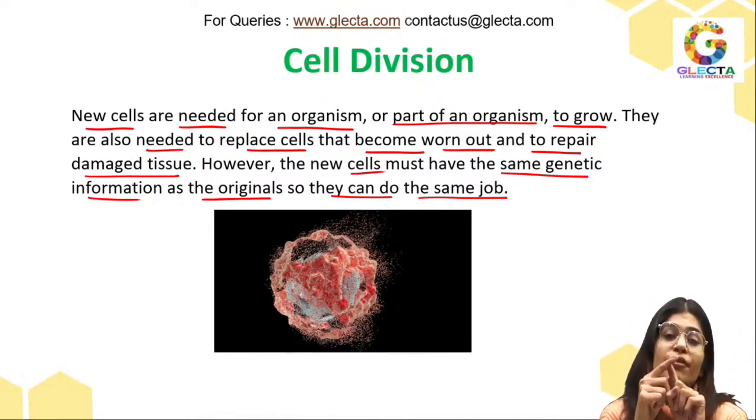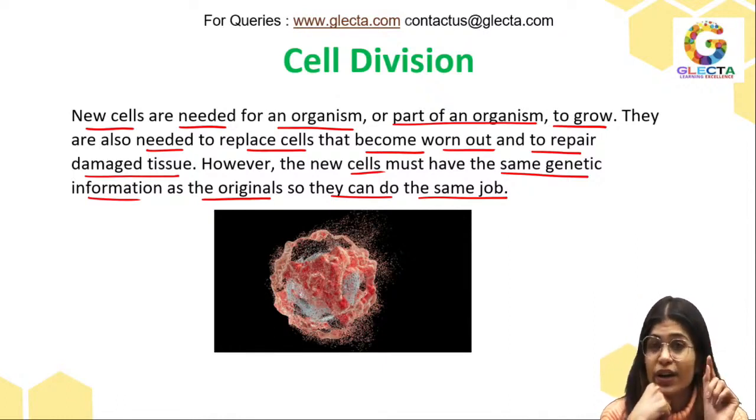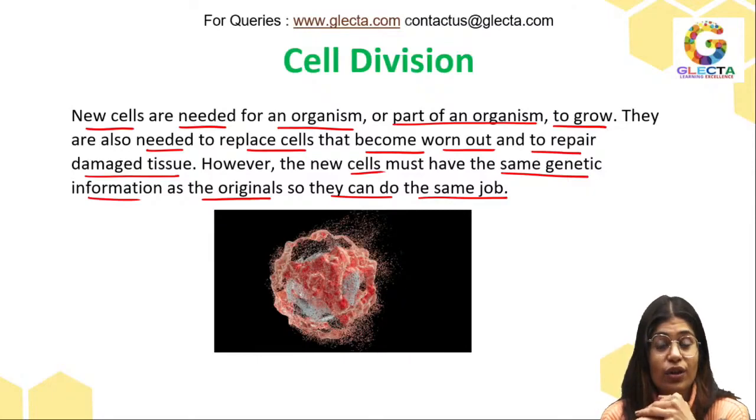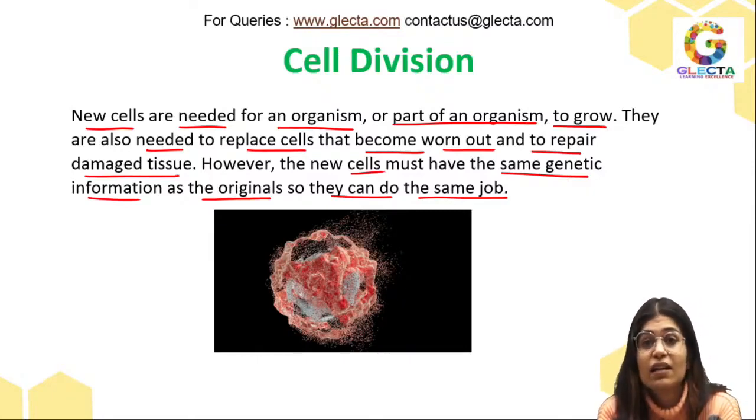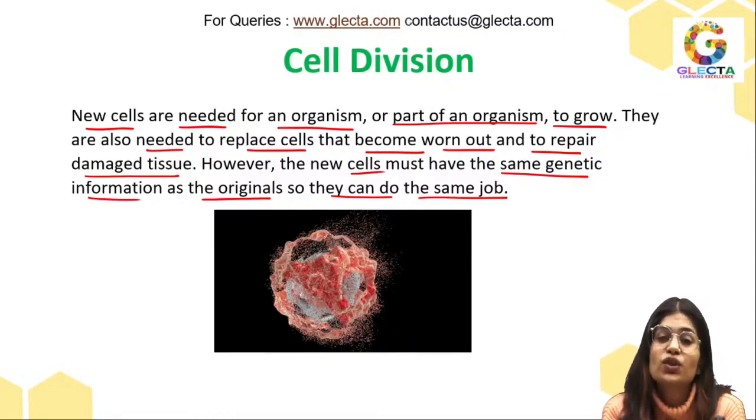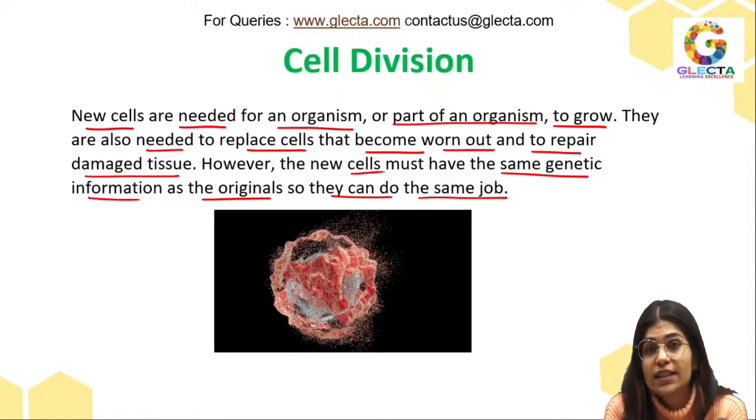A classic example: if you cut the finger or the tip, you have fingerprints there. If you cut it here, do you think the new skin that would come would still have the fingerprint? Yes, it would. So the new skin would still have the fingerprints because the cells that are replacing the old ones would have the same genetic material as the original one. So they would have skin cells.